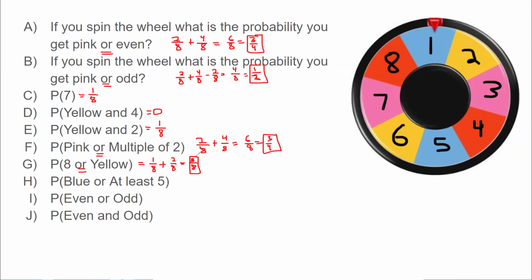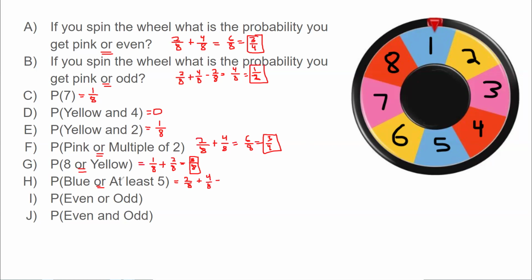So our answer is 3 out of 8. Okay, blue or at least 5. So the probability of blue is 2 out of 8, plus the probability that it's at least 5, meaning 5, 6, 7, or 8, is 4 out of 8.